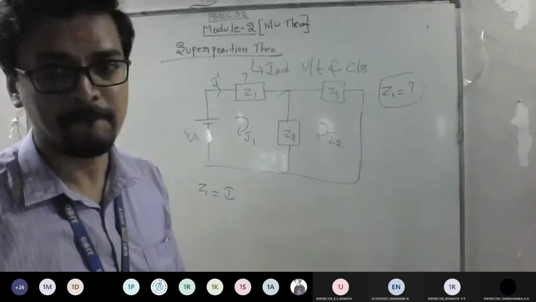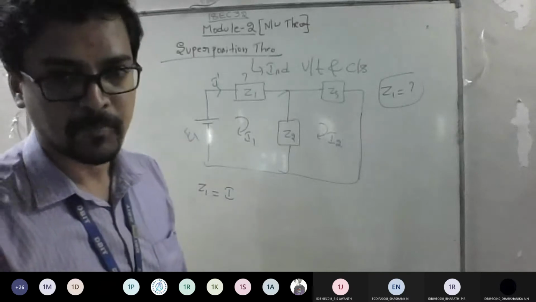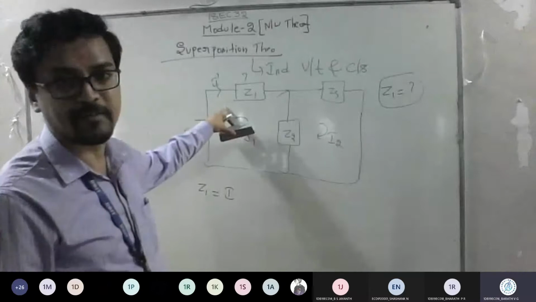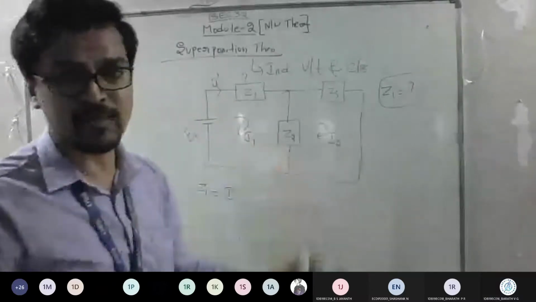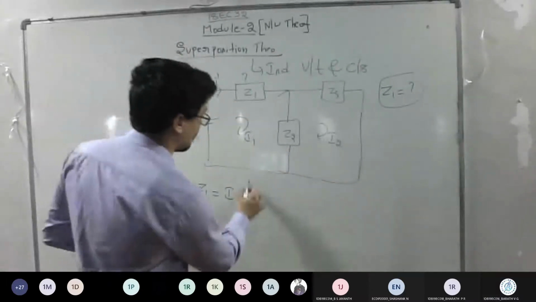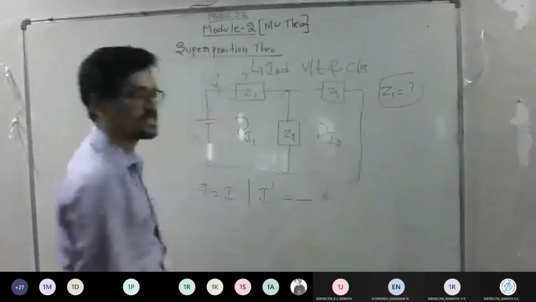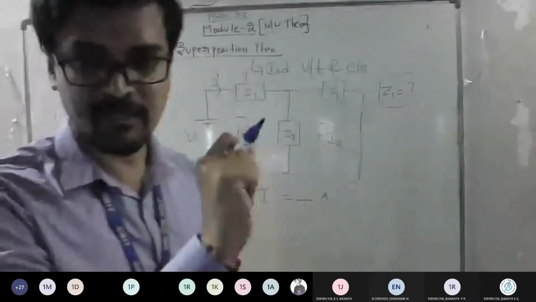Everyone, is it fine? Yes, sir. So now what I told, the new current will be I dash. So apply your normal mesh analysis and get the answer of I dash. This you can solve. So you got the answer of I dash as some current. That is case number 1.